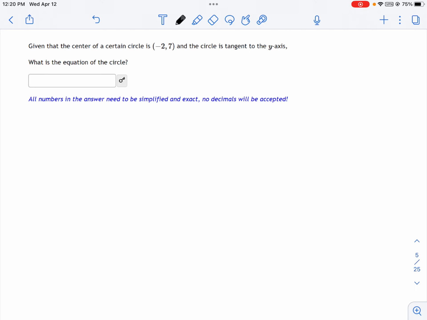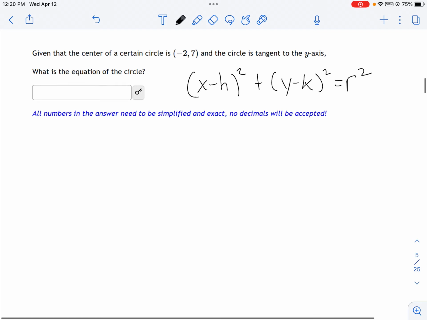Well, first off, in order to do that, we have to know that the general equation of a circle is (x - h)^2 + (y - k)^2 = r^2, your radius squared. Once we know that, we can start filling in some of this information.